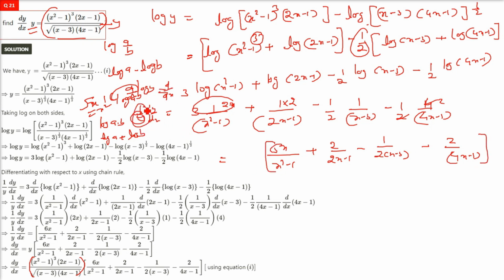This is 1 by y. So y will go on the right hand side. What is y? This whole term you have to write, okay? This whole term has to be taken on the right hand side. The final answer will be like this.